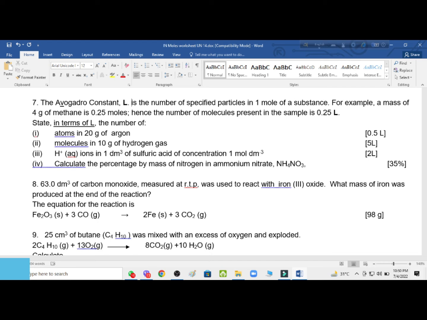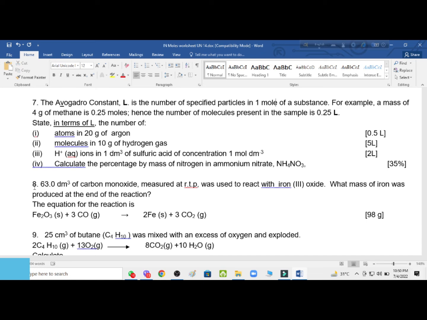Avogadro constant has a value. This is actually called 6.02 times 10 to the power 23, right? Avogadro constant 6.02 times 10 to the power 23, and that equals 1 mole. But in this question, the value is not given. It's written as L. So you will use L instead of the value.